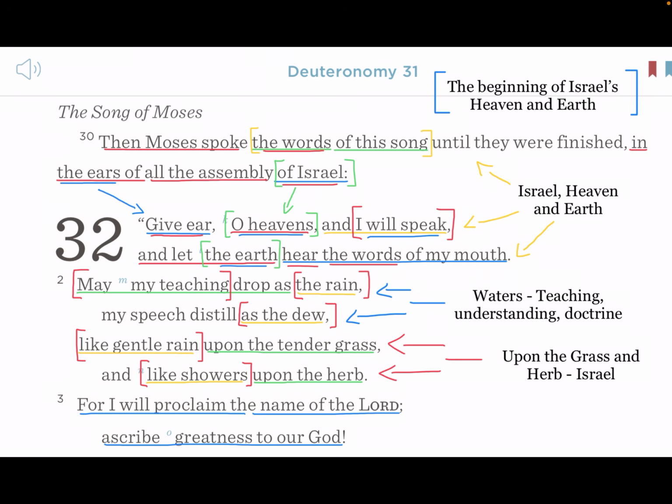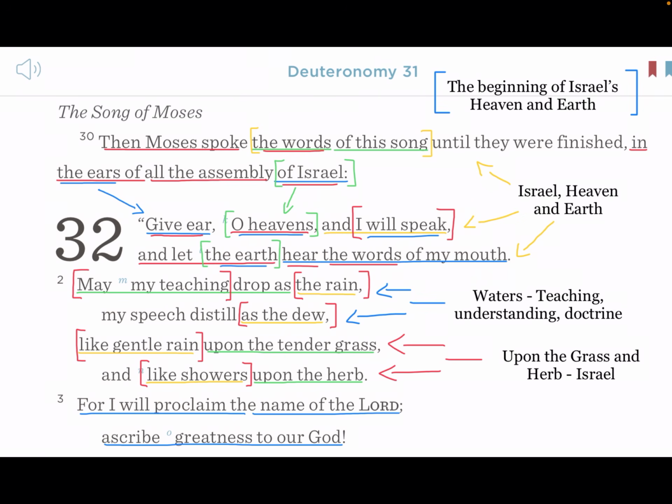And it says in 32, give ear, O heavens, and I will speak. Let the earth hear the words of my mouth. So right at the beginning of this song, we have a clear identifiable designation given to the covenant people Israel of being heaven and earth. For we have Israel being the heaven and earth, which gave ear to the words of that song.